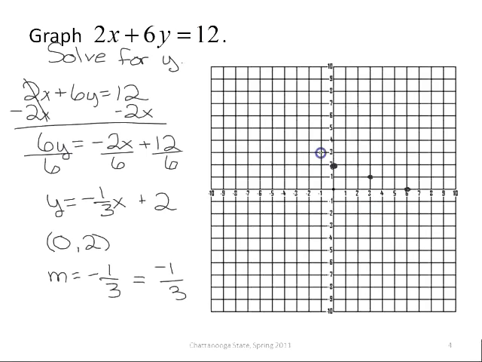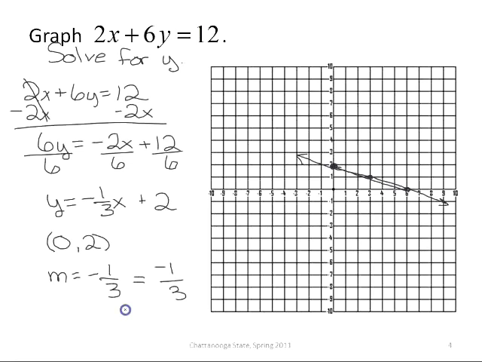Now if I had plugged a 3 in for x into this equation, I would have gotten this same point. I still would have come up with a y value of 1. So then I want to draw my line. And there's my line.